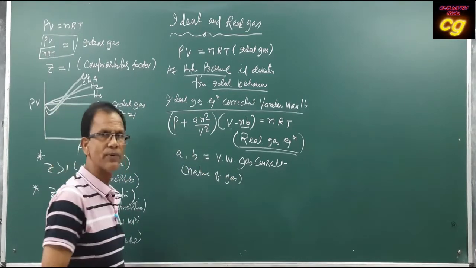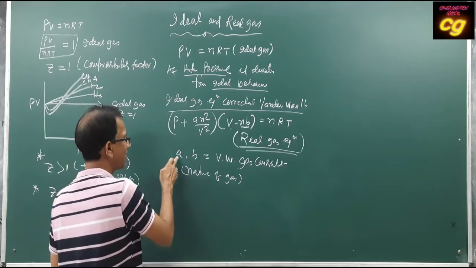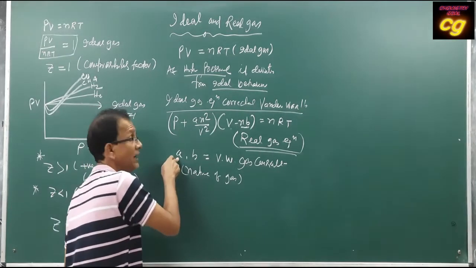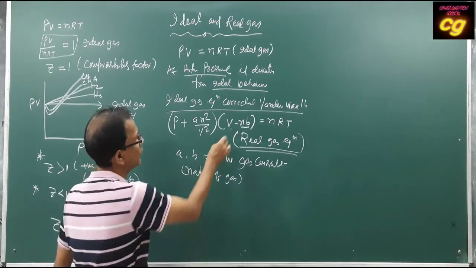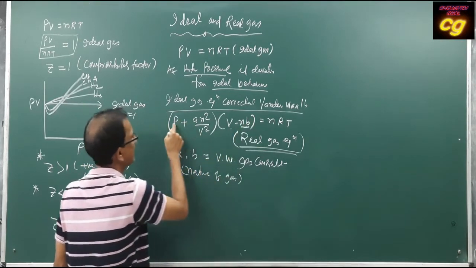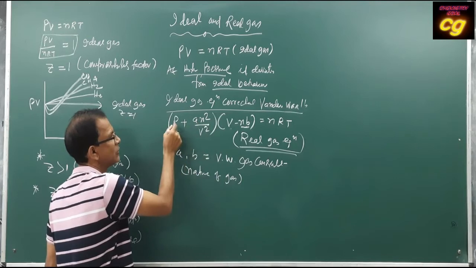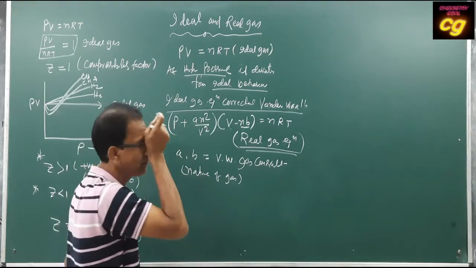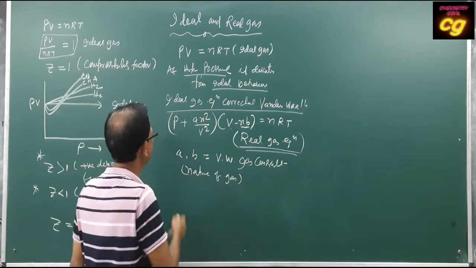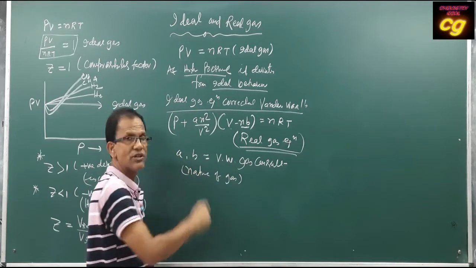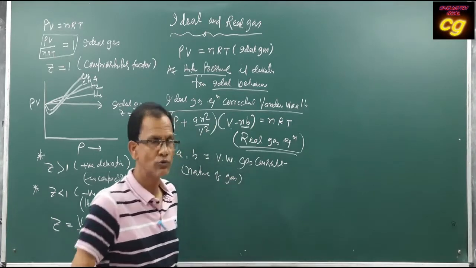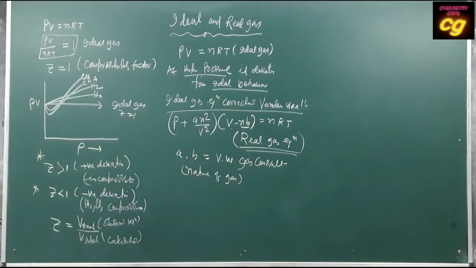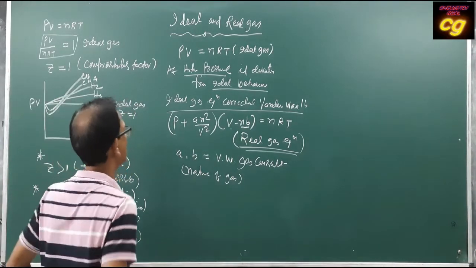a depends upon attraction. If attraction is more, then the a value is more. And b depends upon size, as it is in the volume term. If size is more, then the volume correction is more. So this is regarding a and b, the Vander Waals gas constants. They depend upon the nature of the gas.